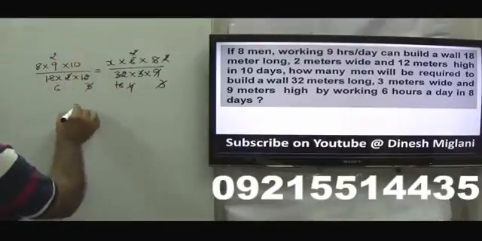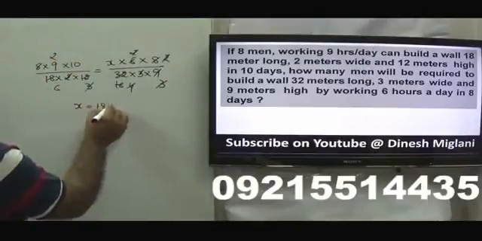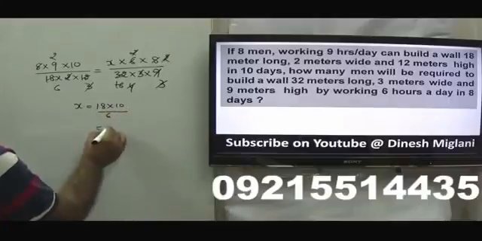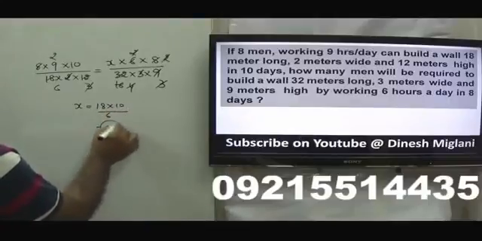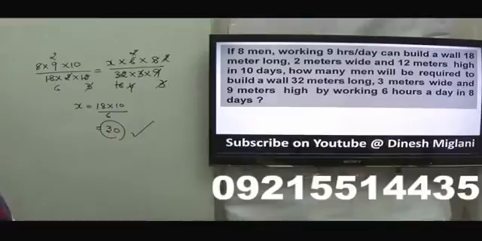So I can say X equal to 18 into 10 by 6. 6 will go on 3, that is equal to 30. So my answer is 30 men are required if they want to make a wall 32 meter long, 3 meter wide and 9 meter high by working 6 hours a day in 8 days. Hence my answer is 30 men.